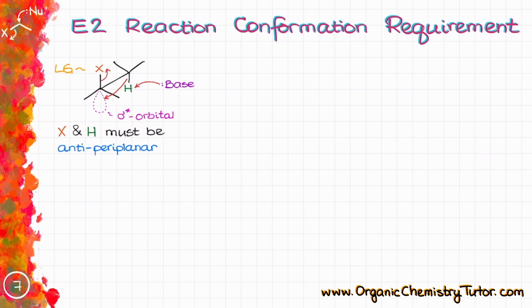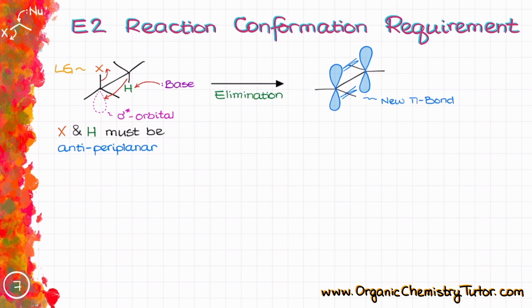So if I have my electrons on the C-H bond over here, it is coplanar with my sigma star orbital, so they have to overlap, they have to align with each other. This cascade of the electron density then results in the formation of the new pi bond. Thus, if I have atoms that are not antiperiplanar to each other, if my leaving group and my proton are not antiperiplanar, you'll need to be able to rotate one of the carbons around to make them antiperiplanar. Otherwise, the elimination reaction is simply not going to be possible.